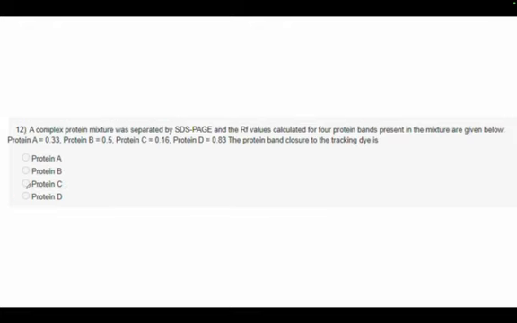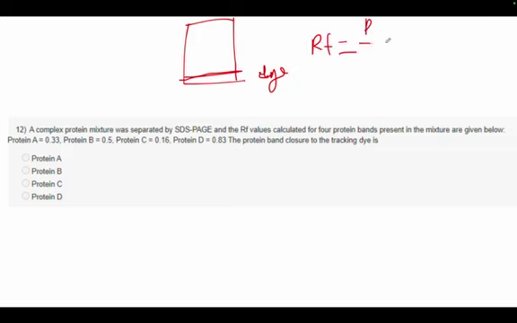Okay. Complex protein mixture separated by SDS PAGE, and the Rf value is calculated for 4 protein bands. Okay. So basically in SDS PAGE, this is going to be our dye front, and Rf is basically the distance traveled by the protein divided by the distance traveled by the dye front. So obviously if the protein is closer to the dye front, the Rf value will be more.